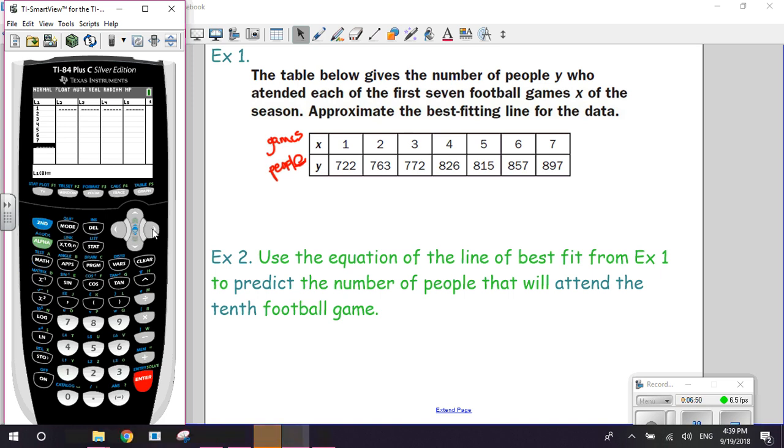Now we're going to list our Y values. Make sure you be careful and enter the correct numbers with the correct Y value with the correct X value.